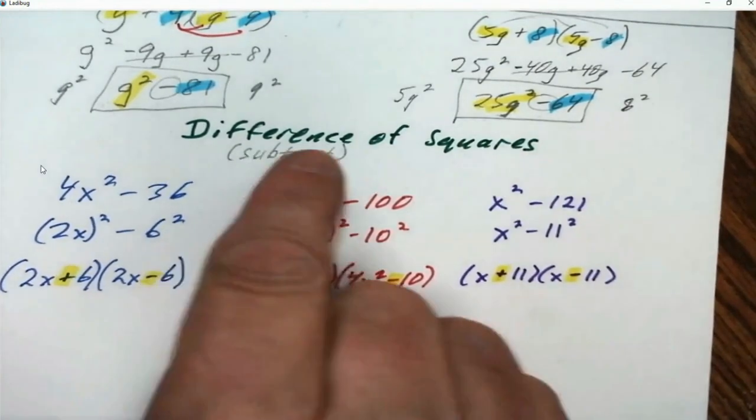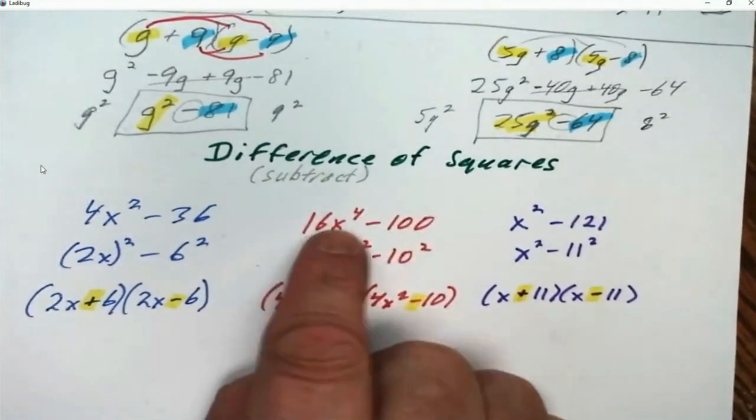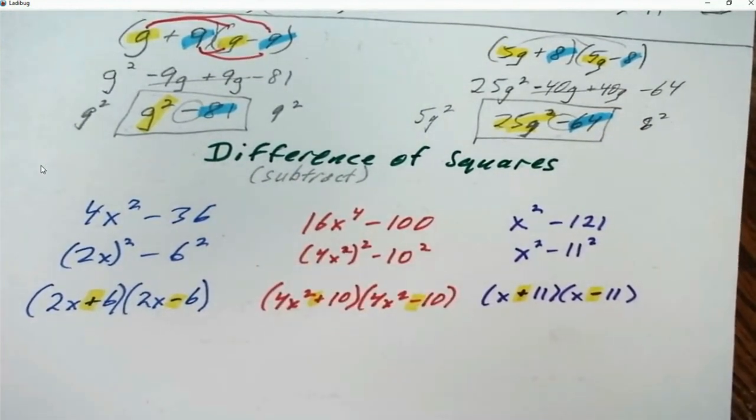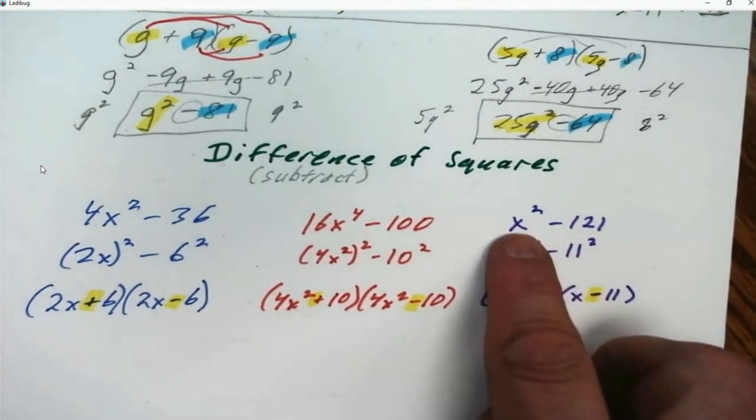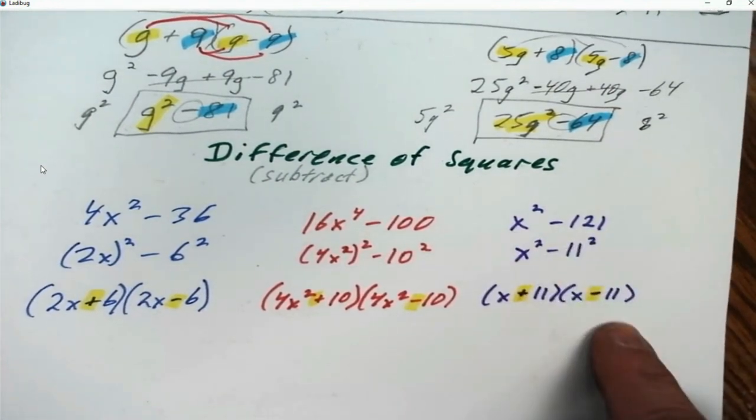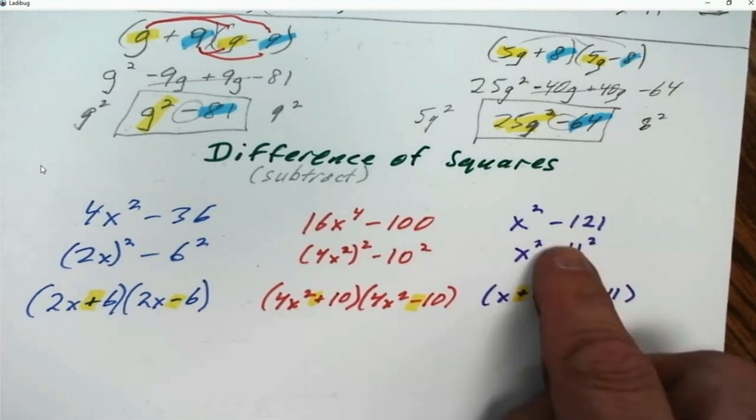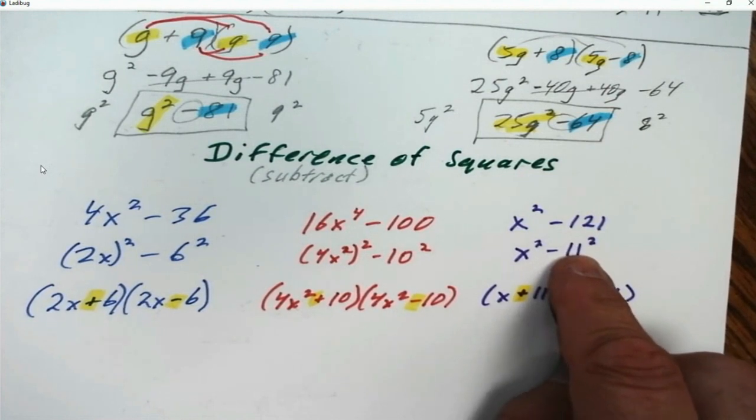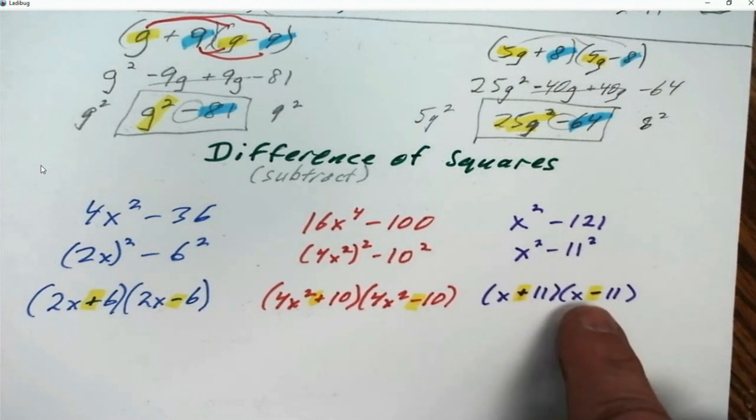With the difference of squares, if you recognize that you have a difference of squares, you can factor it very easily. X squared minus 11 squared. So that's x plus 11, x minus 11. Because that's what 121 is. It's 11 squared. So it's x and 11, x and 11.